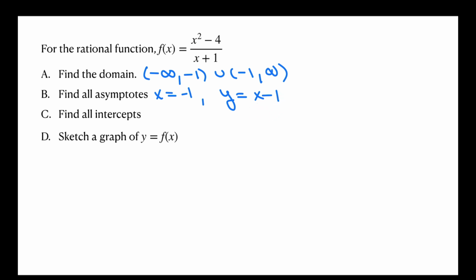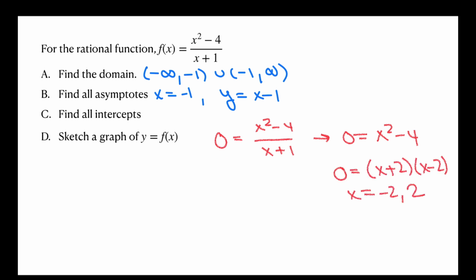Find all intercepts. To find my x-intercepts, I set the function equal to 0. The only way a fraction can equal 0 is if the top equals 0. So the numerator is my x squared minus 4, which factored to x plus 2, x minus 2. So my numerator has zeros of negative 2 and 2. I have two x-intercepts, one at negative 2 and one at positive 2.